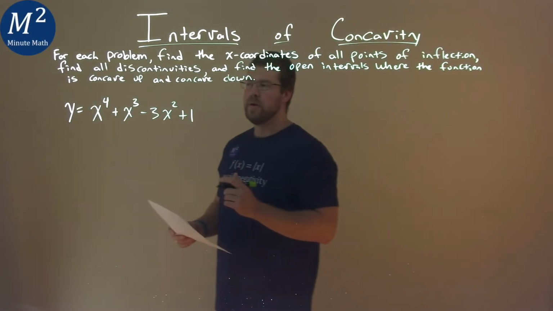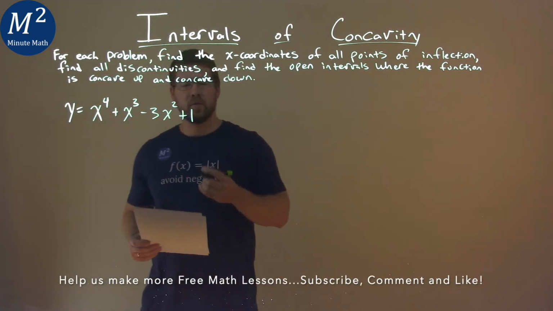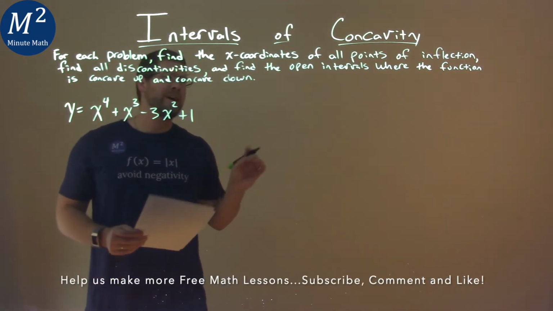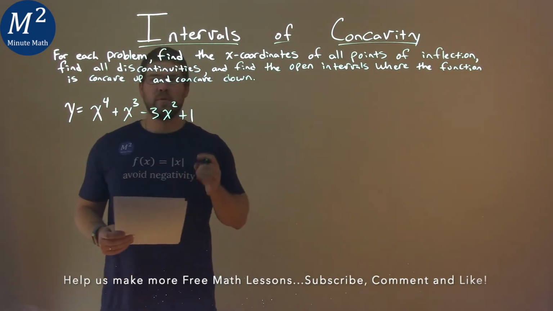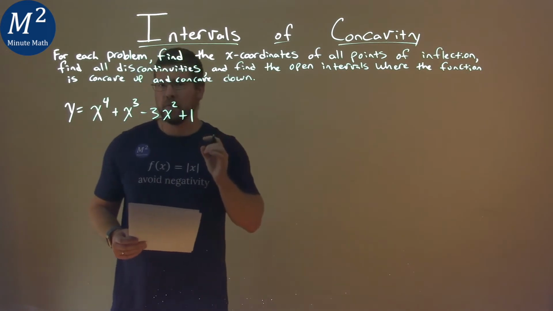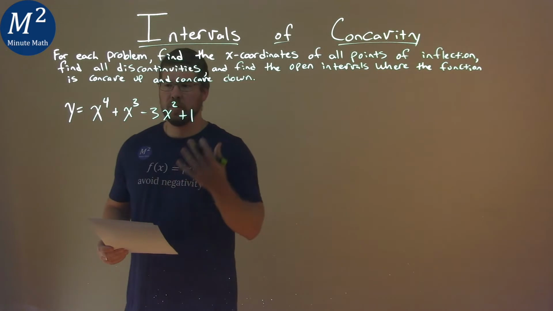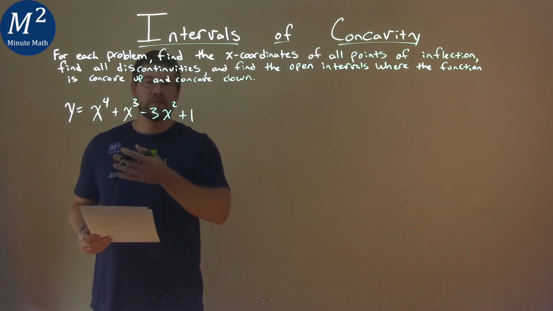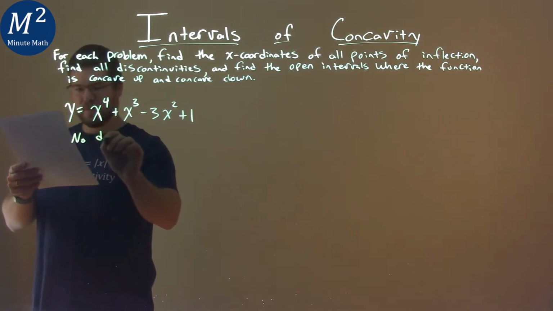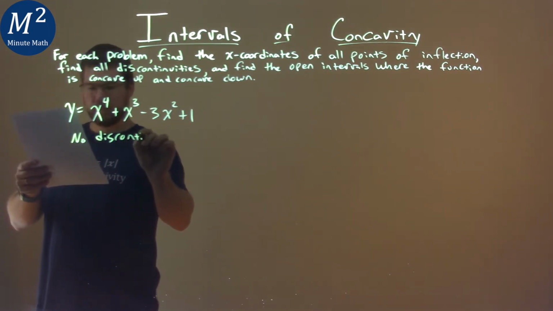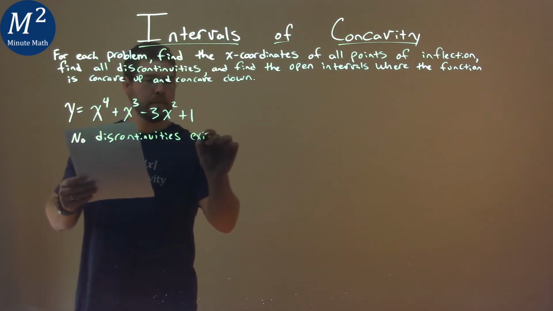We're given this problem right here. y equals x to the 4th power plus x to the 3rd minus 3x squared plus 1. And we want to find the x-coordinates for all the points of inflection, discontinuities, and the intervals where the function is concave up and concave down. Well, first thing I noticed is that this is just a basic polynomial function, meaning it's continuous everywhere. So right off the bat here, I can say no discontinuities exist. Pretty straightforward.